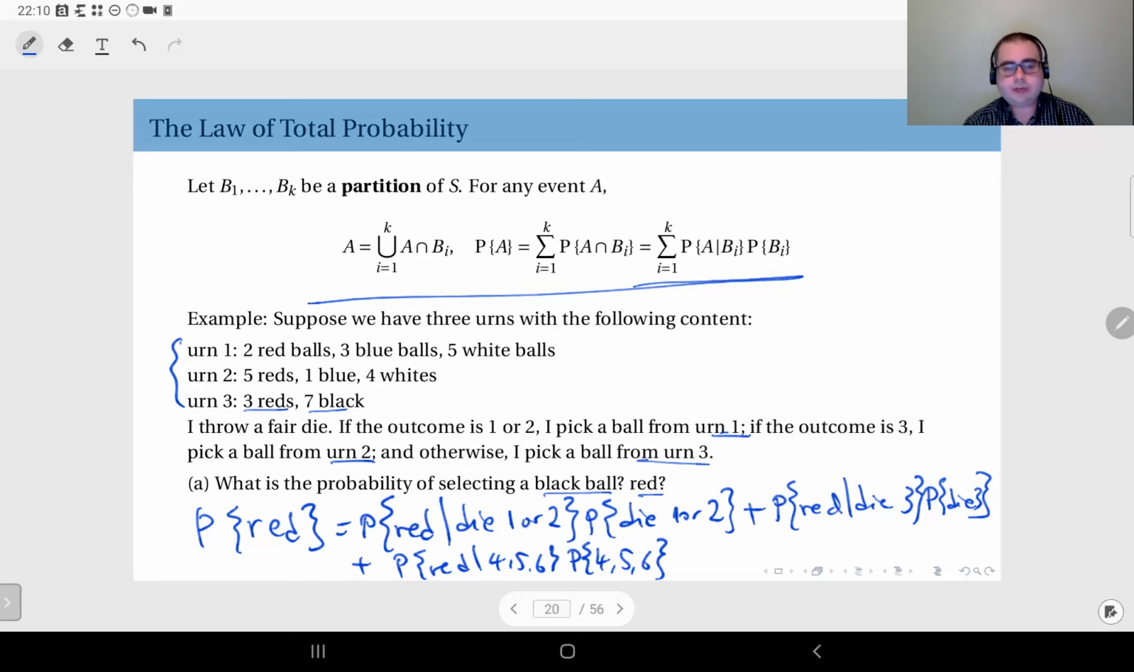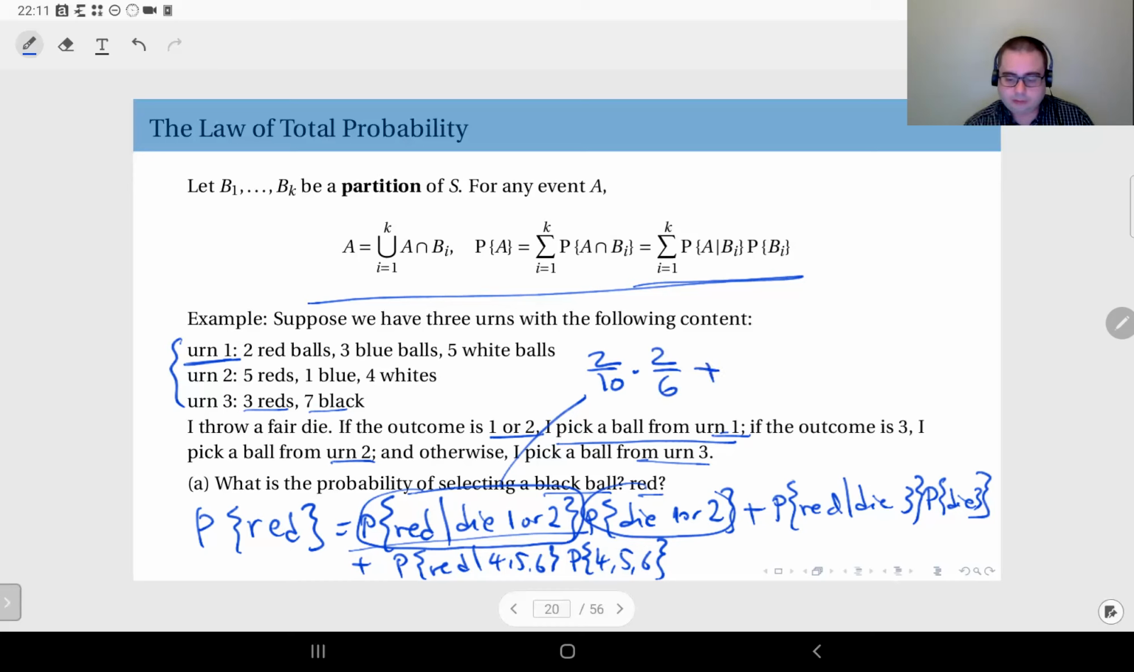Now I can write this directly because consider this. If the die is 1 or 2, I pick a ball from urn number 1. So now I can write this probability because I know that I'm going to use urn number 1, and to select a red out of this has what? 2 divided by 10. So this is 2 divided by 10 multiplied by the probability that the die outcome is 1 or 2, that is 2 divided by 6.